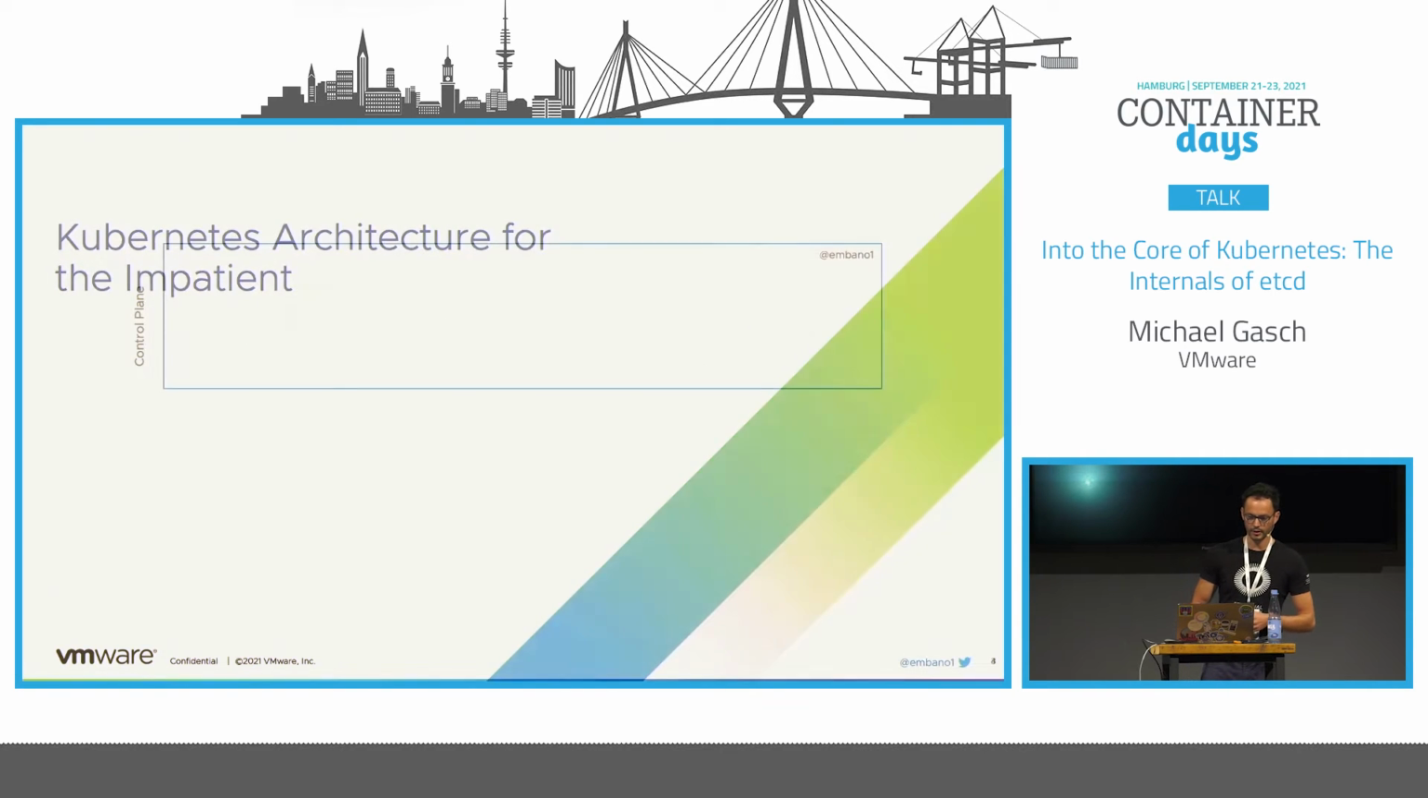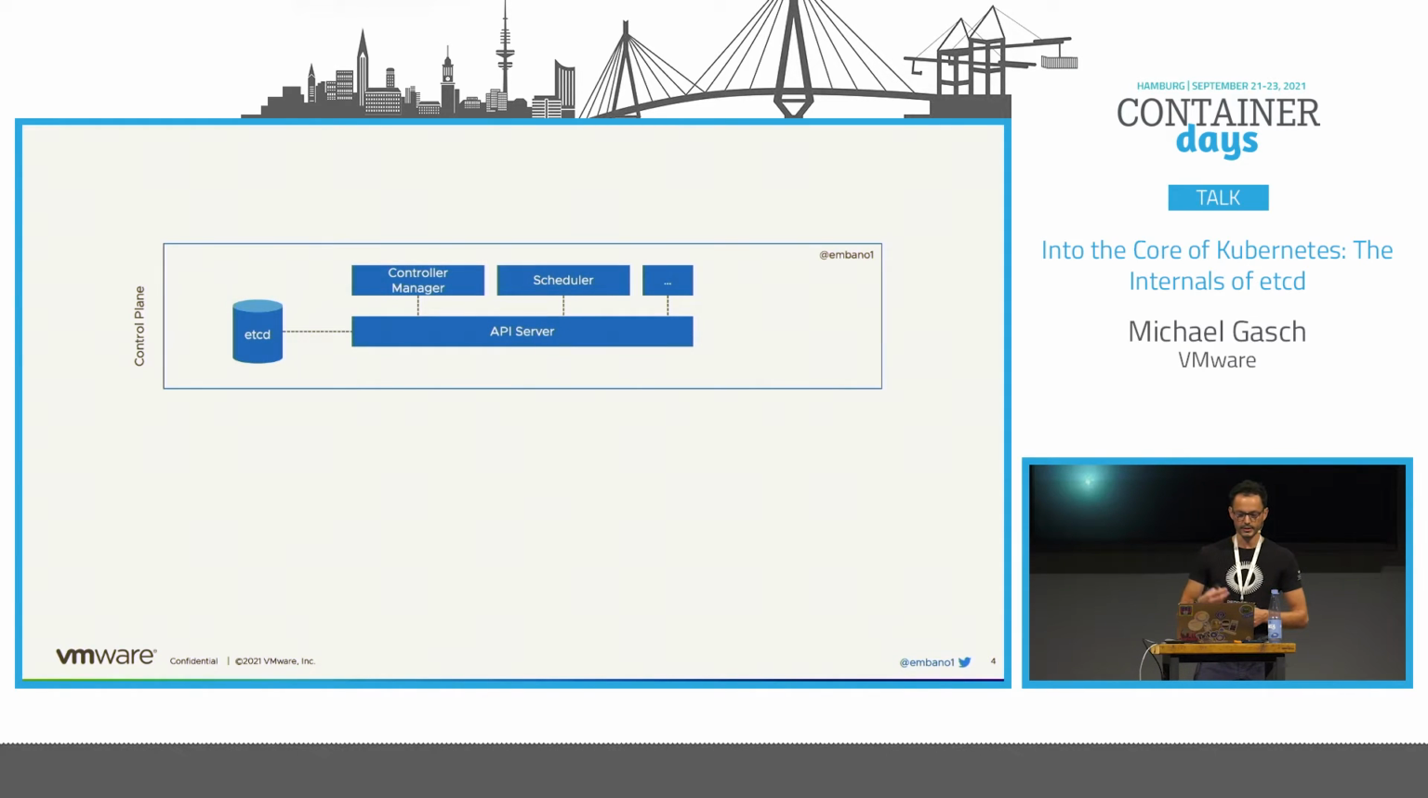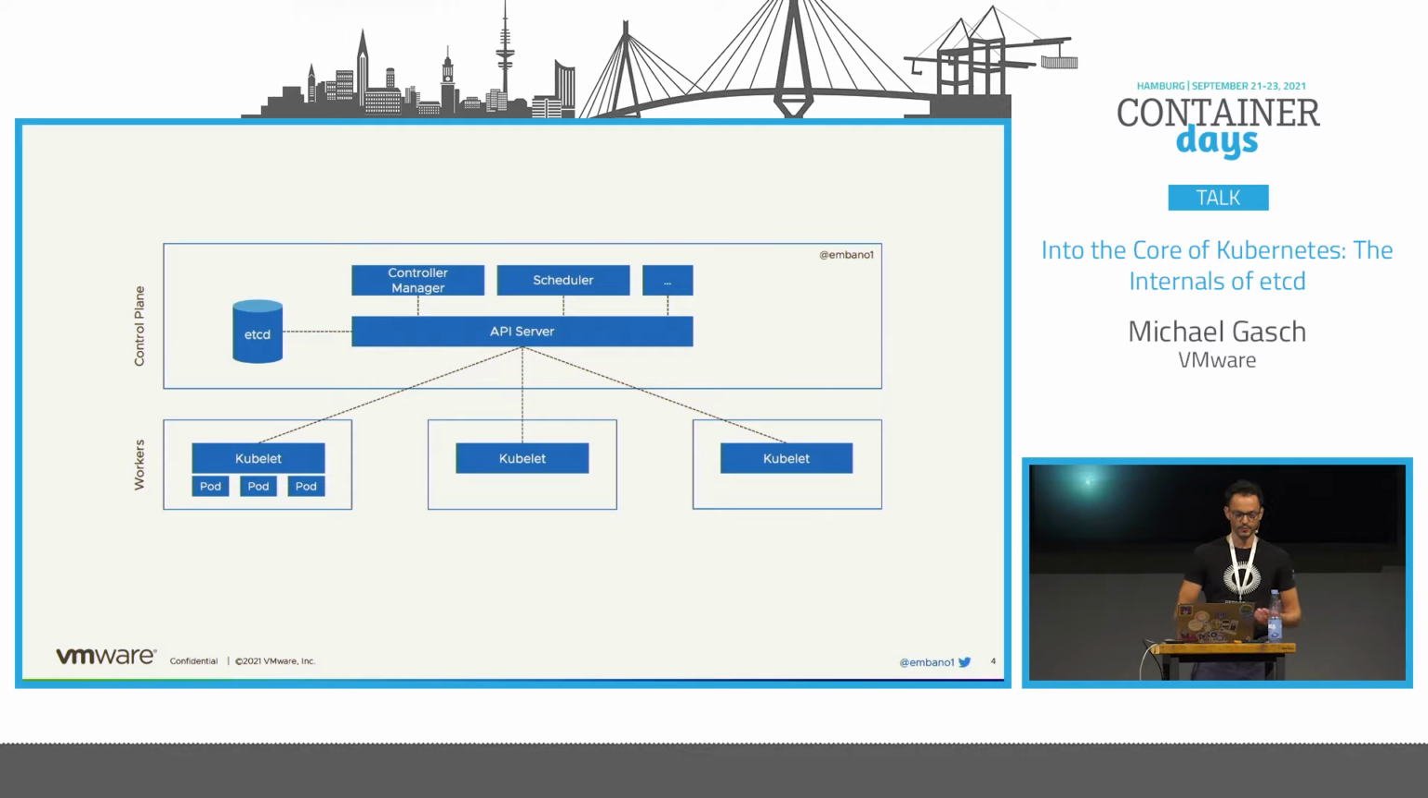All right, let's start with a quick architecture. So when I talk about Kubernetes, I usually divide Kubernetes in 3 layers. One is the control plane, where we have things like the API server, the scheduler, controller manager, and obviously etcd, where data is persisted. Then we have the worker nodes, where we have the kubelet, which runs the workload, which are called pods in Kubernetes as the atomic unit.